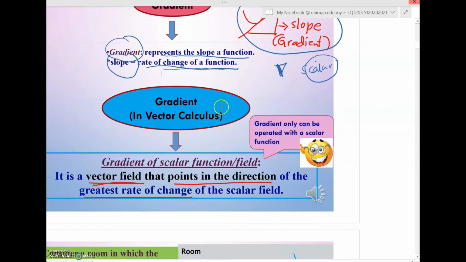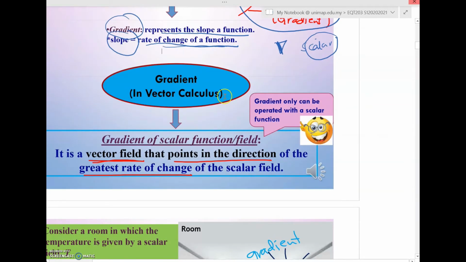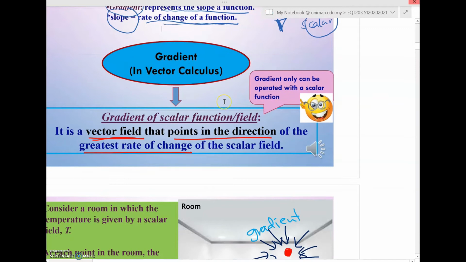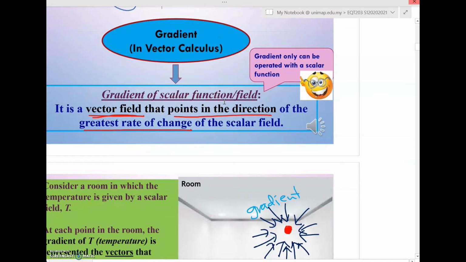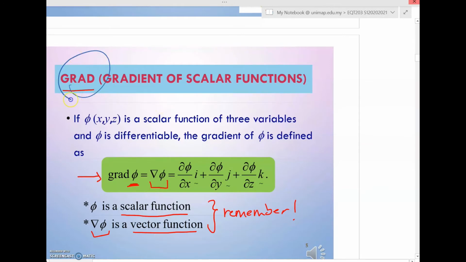The gradient of a scalar function, of a scalar field, is a vector field that points in the direction of the greatest rate of change of the scalar field. So this is the definition of the gradient. In order to get the gradient, you must be given a scalar function.